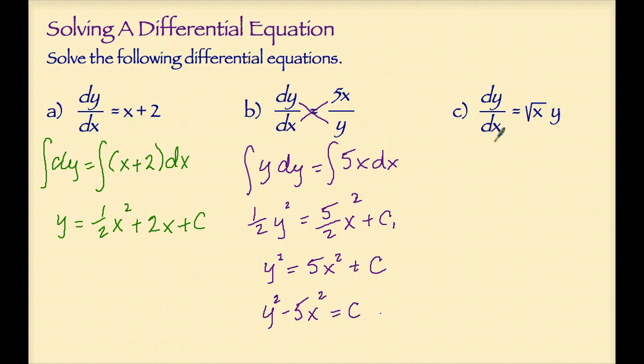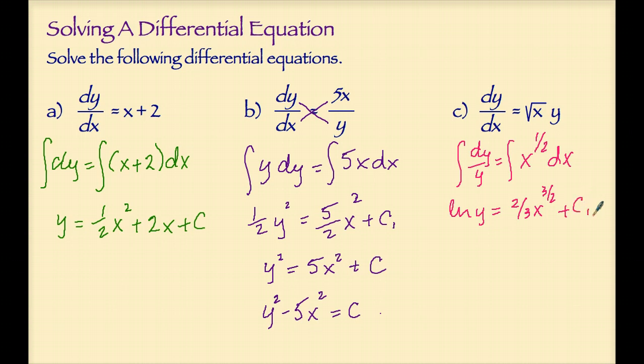In our third example, we're going to multiply both sides of the equation by dx, placing the differential dx with its variable x, and we're going to divide both sides of the equation by y, placing y under its differential dy. This results in dy over y is equal to x to the 1/2 dx. Now that the variables are separated, we can integrate both sides of the equation. This results in natural log of y is equal to 2/3 x to the 3/2 plus c sub 1. This is a temporary constant of integration, as it will undergo another change before its final state.